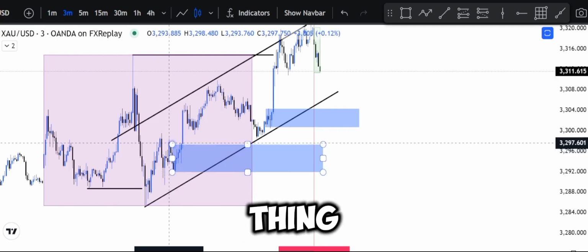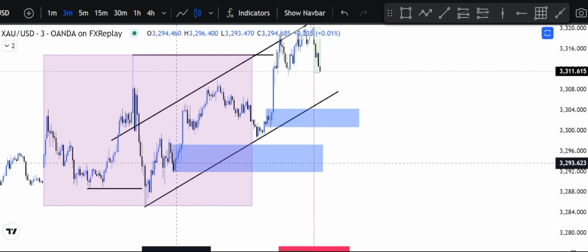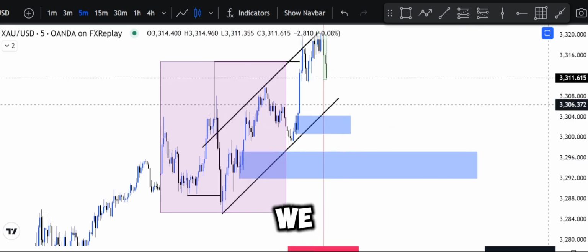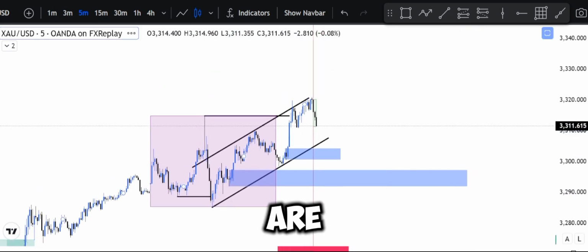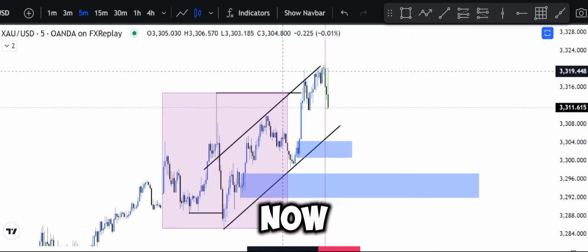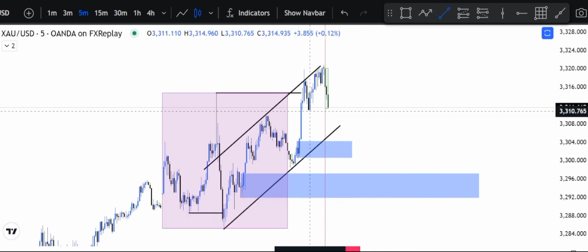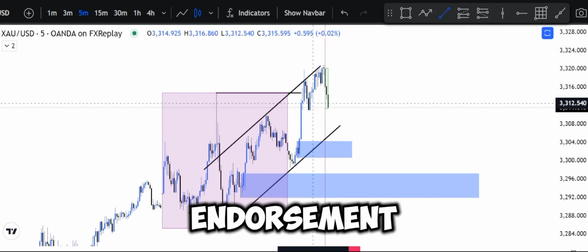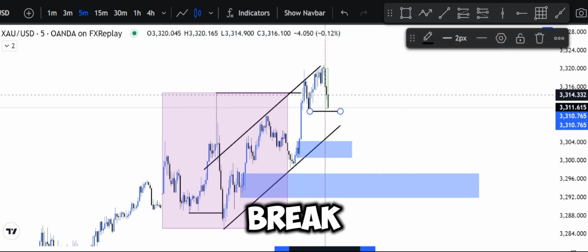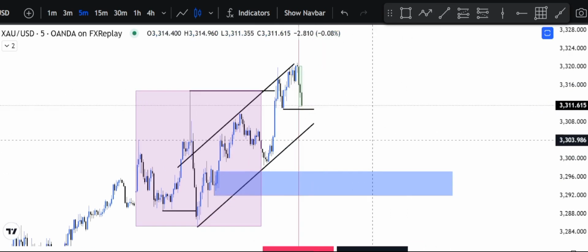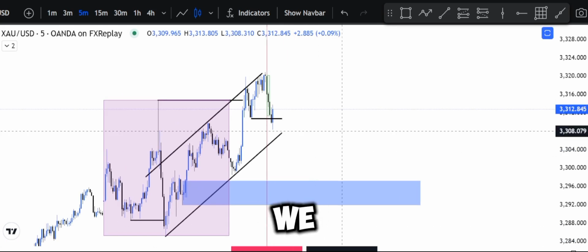Let's see. Same thing. Let's take the whole zone. So we are still bullish because we are trading away from major inducement. Now we have a minor inducement. If we get a break of structure here, maybe we can trade it up to this demand. Let's see. We have break of structure.